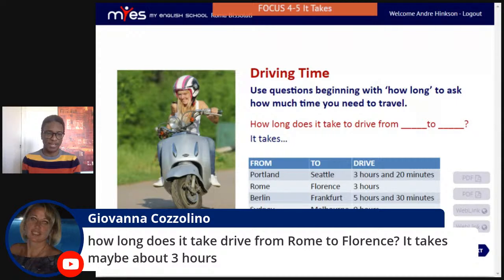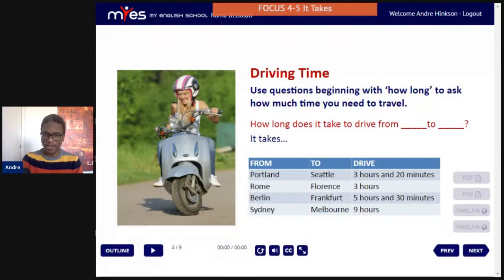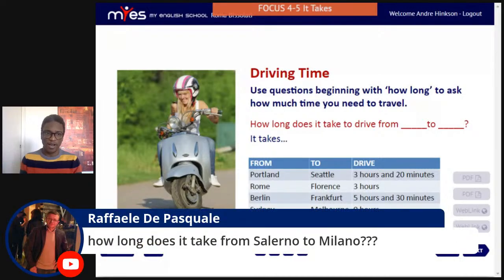I agree with you, Giovanna. I think it takes around maybe 3 hours to drive from Rome to Florence. Yeah, I think so too. Now, Raffaele asks, how long does it take to drive from Salerno to Milano? Can anyone answer that question? How long does it take to drive from Salerno to Milano?